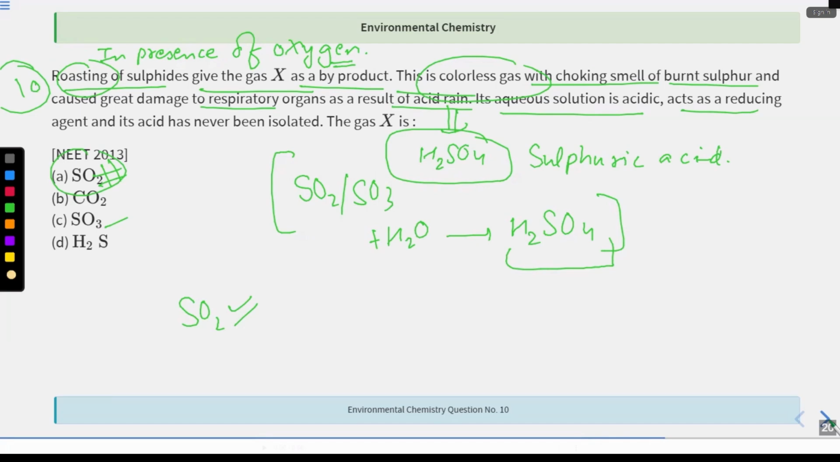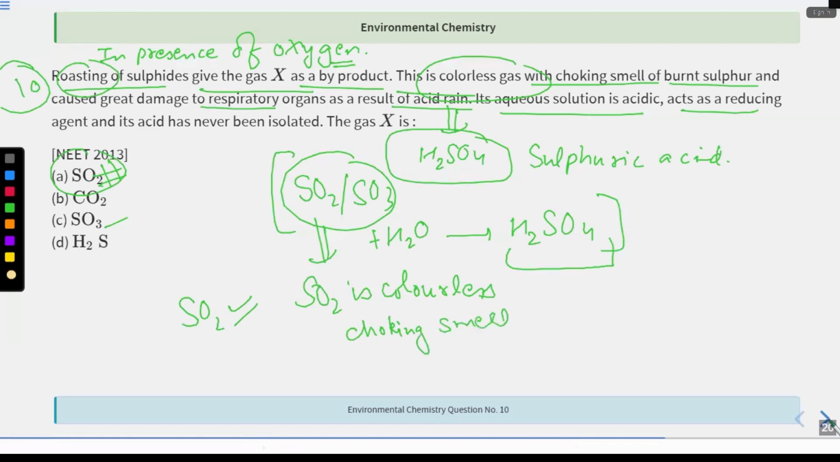So among these four, please remember, if you want H2SO4, you need these two, and among these two, SO2 is colorless, and it also gives me the choking smell of burnt sulfur. Choking smell is basically a kind of smell which you get when we burn something. So please remember these properties of SO2 because they might be asked again in JEE Mains.